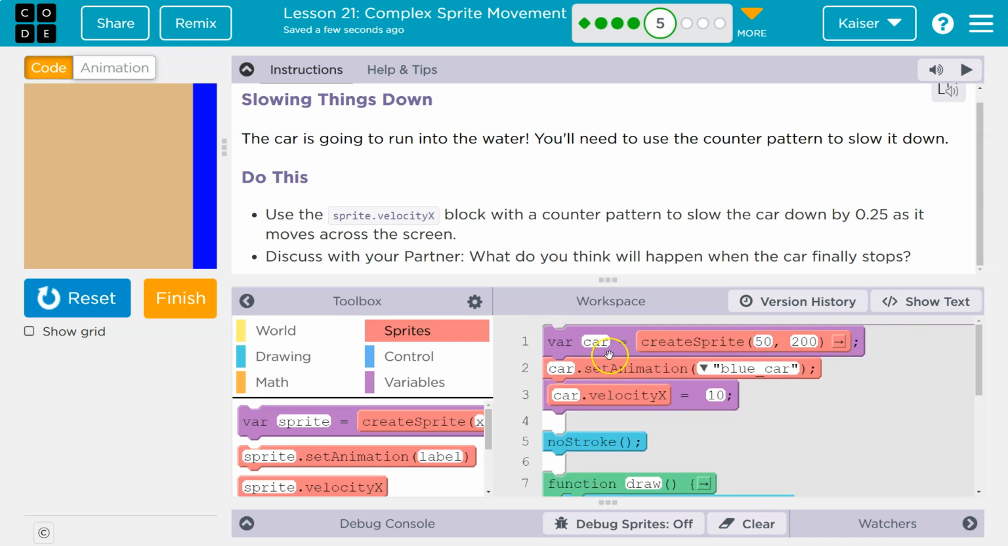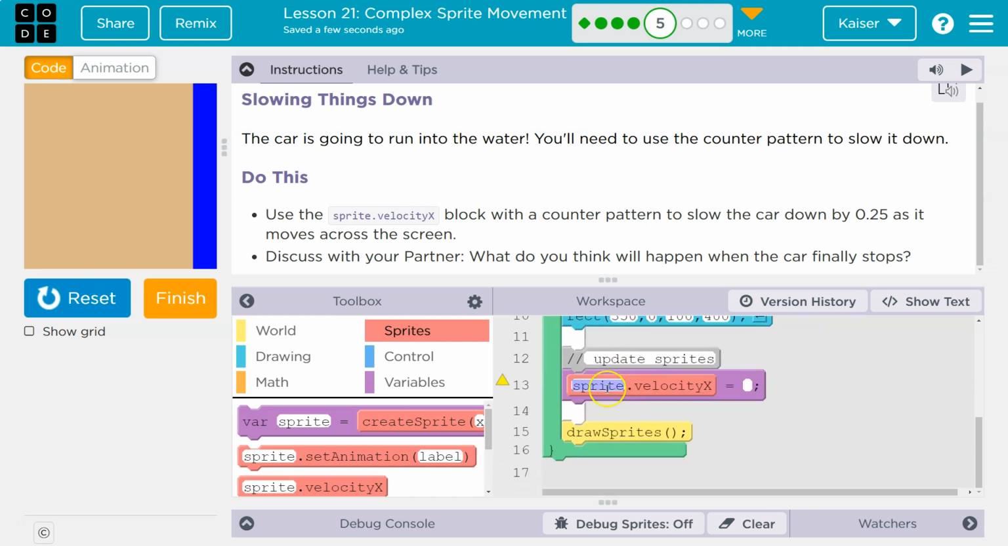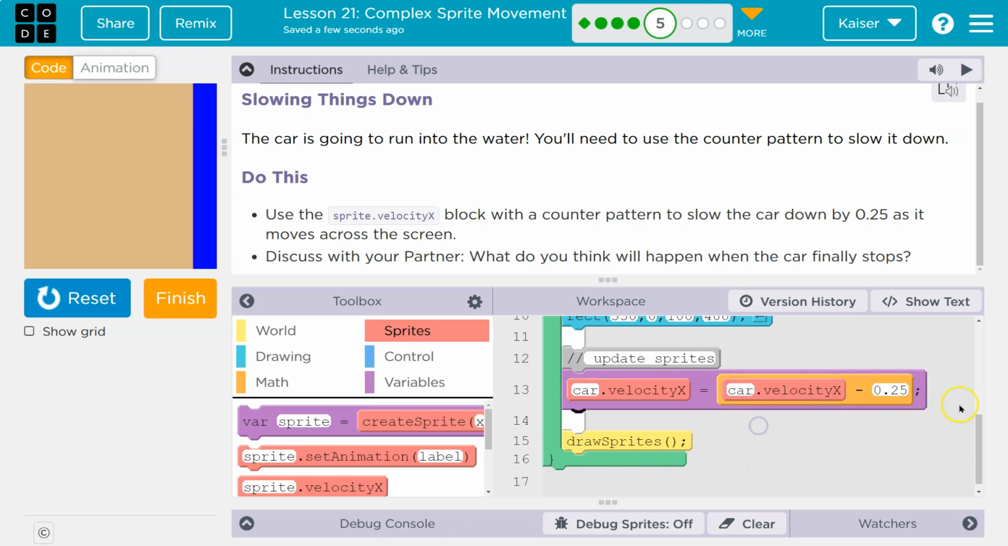I don't have anything named sprite. I have a variable named car. So that's what we want to do, is change this to car. Car.velocityx equals car.velocityx. You could also grab this from math, minus 0.25. And again, I could have grabbed a minus sign from math and grabbed another velocityx.